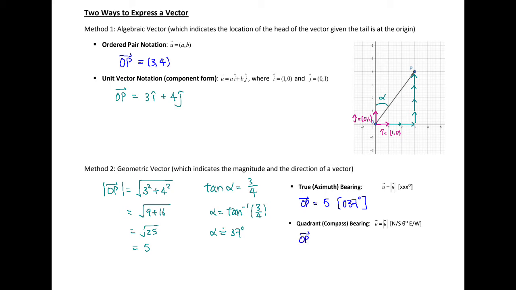So we write vector OP equals to 5, once again using a square bracket. So north 37 degrees towards the east. Please note that whenever the angle is 45 degrees, because it's halfway between north and east, then we will just write down northeast instead of writing north 45 degrees east.